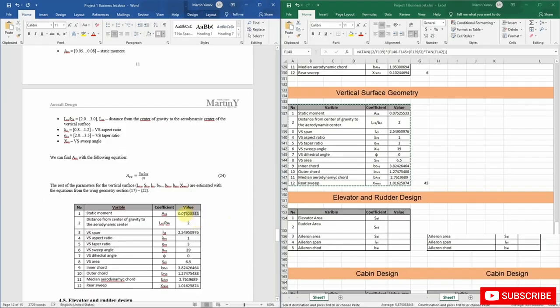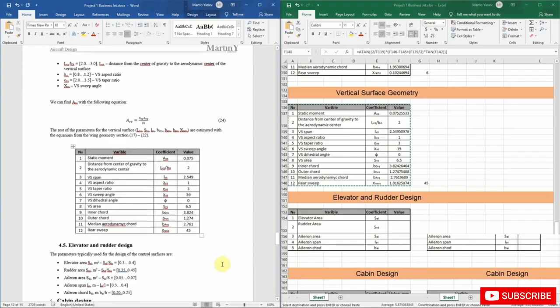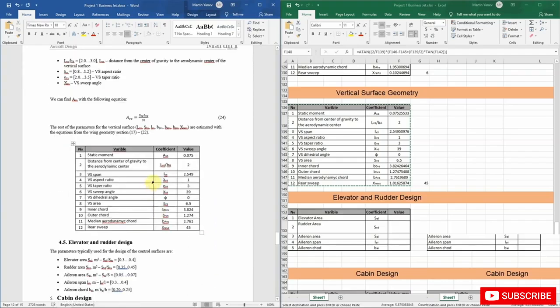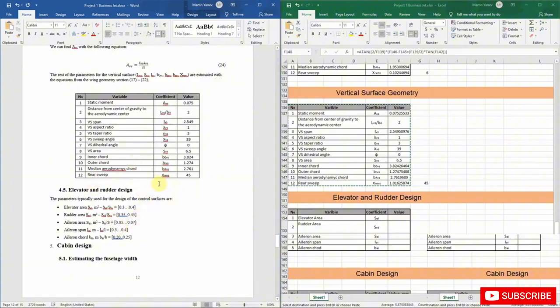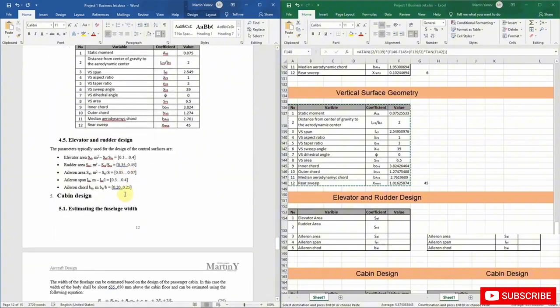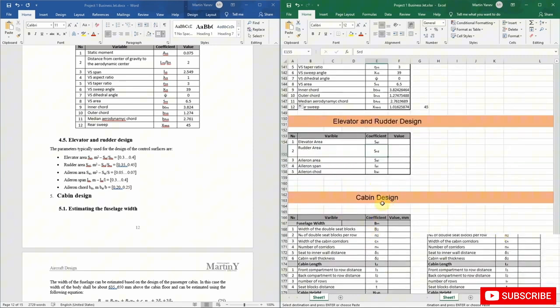So I will just place this table in the middle. I will remove the additional numbers that we don't want, and here I will round them to 3 decimals. Actually, this angle here is 45 degrees. Okay, and that's it, guys. We're ready with the vertical surface. So now, in the next section we're going to complete the elevator and the rudder design. That will be quite a short lecture, and then we'll move to the cabin.